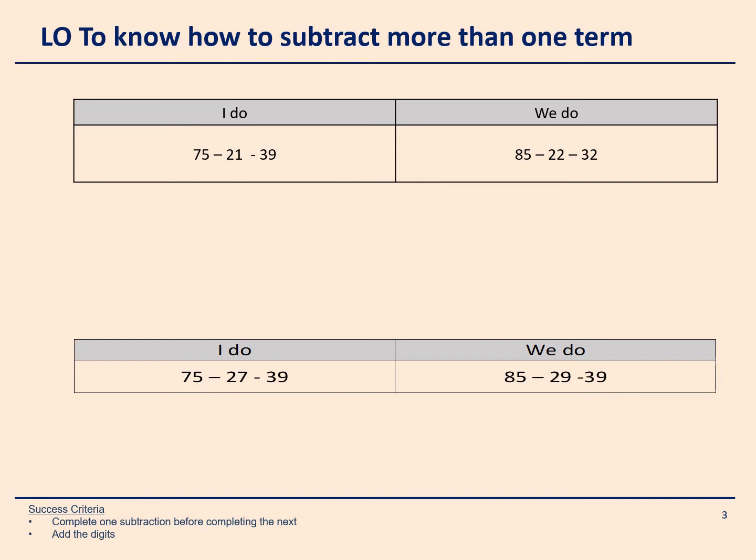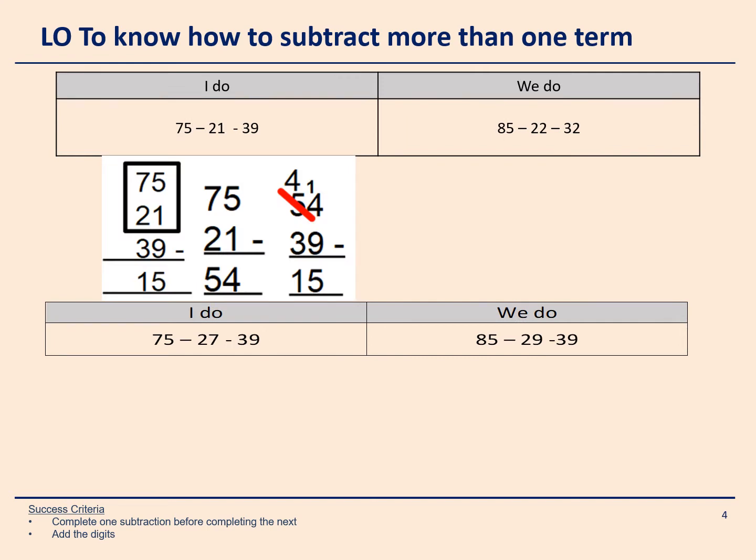So let's have a look at these sums. We need to be able to subtract more than one term. So from 75 we need to take away 21 and then take away 39. So let's have a look how we do that. First of all, we subtract the 21, then subtract the 39, which will be 15.